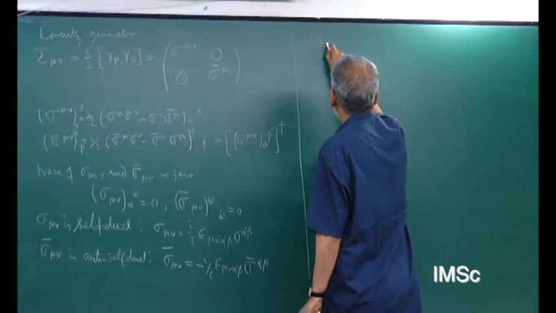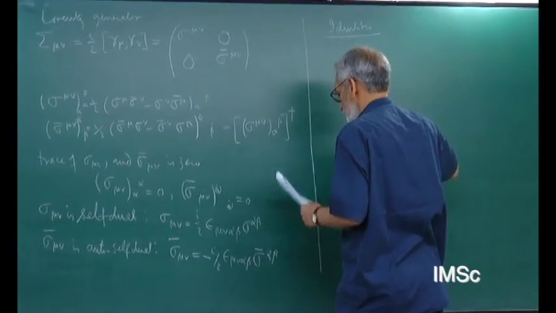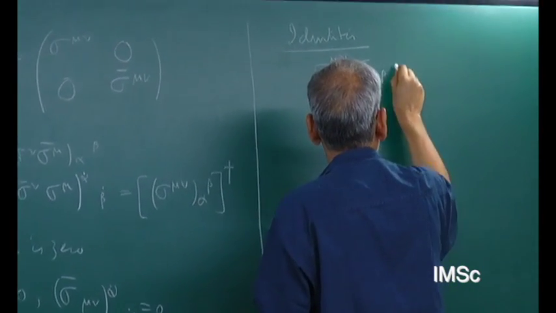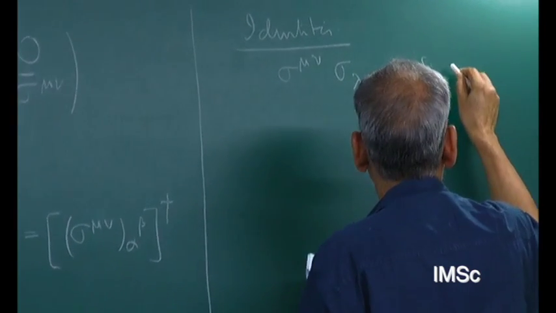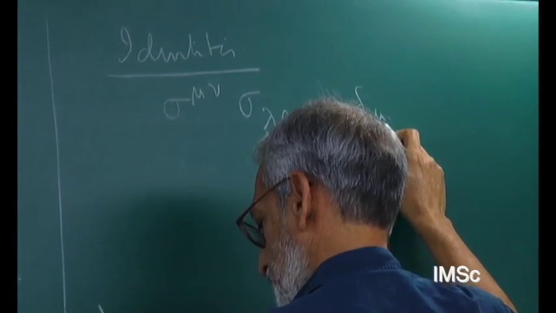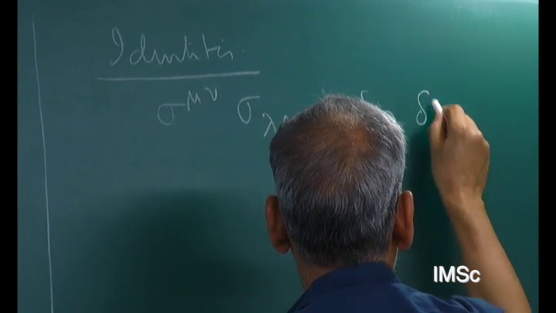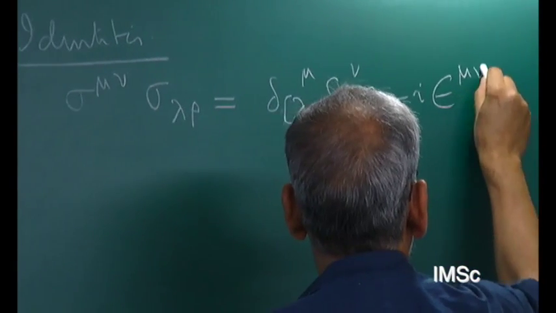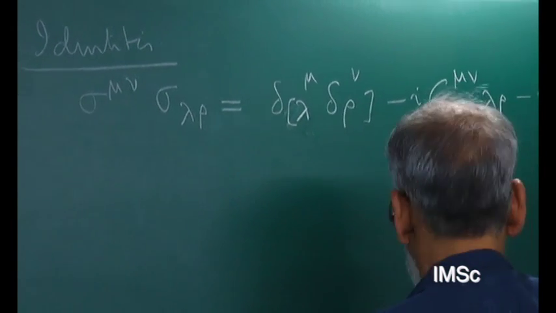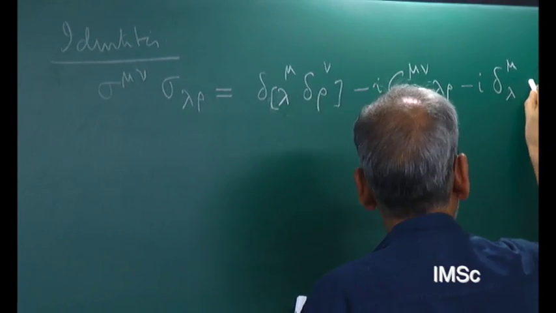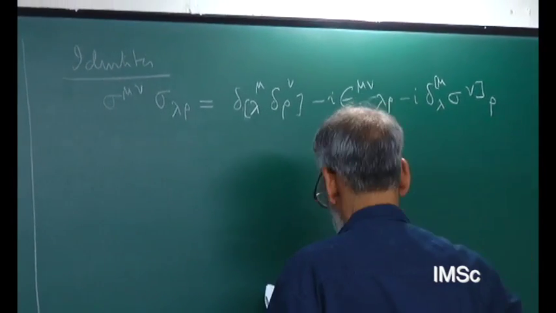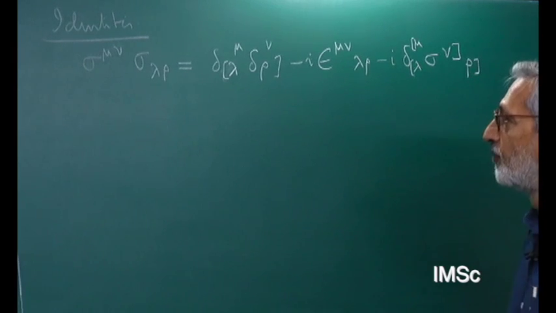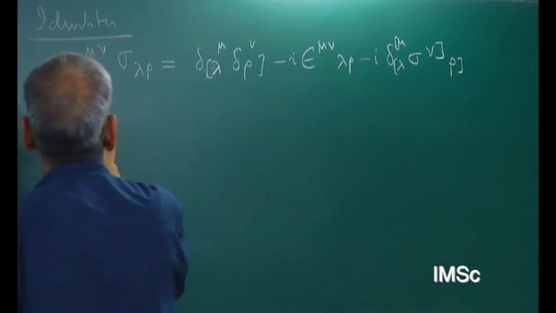So these are some identities. If I take sigma mu nu and sigma lambda rho, this can be written as a combination of delta terms, an epsilon mu nu lambda rho term, and sigma terms, where the square brackets mean antisymmetrization of indices. And there is a corresponding one for the barred sigmas.